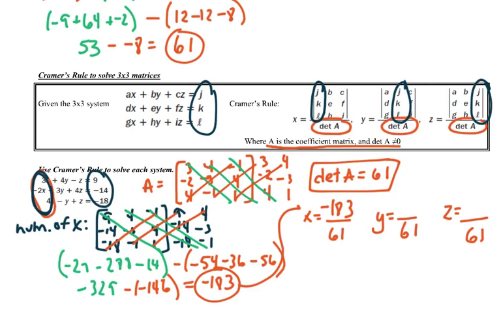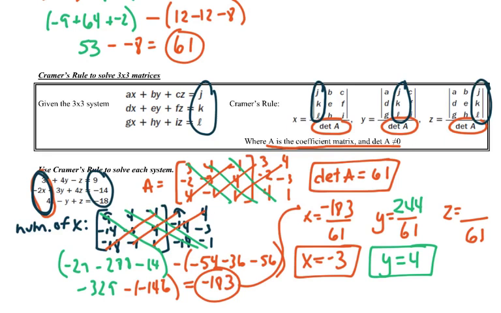And now we're just like, please go into 61, please go into 61, and it does, so the x is -3. I'm kind of out of room here, so I'm just going to show you the answers. We would follow the formula and do the y and the z numerators the same way. The y numerator turns out to be 244, so y is 4. And the z numerator turns out to be -122, so z is -2. So the ordered triple is -3, 4, -2.